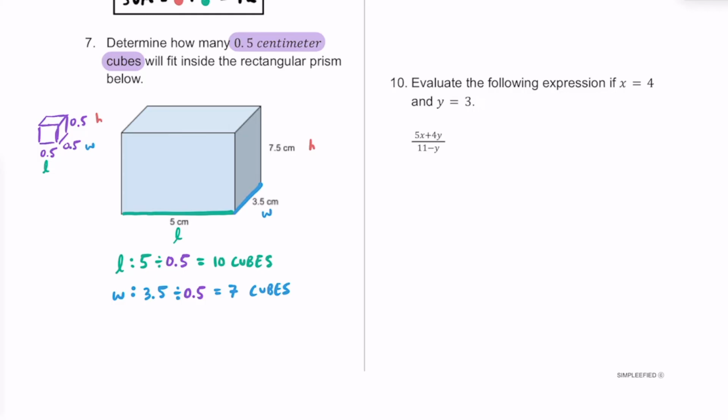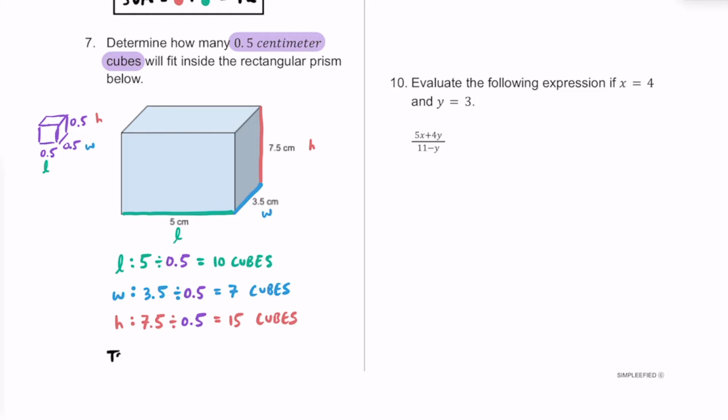All right, finally, moving on to the height. This is how tall this prism is. The height here is going to be 7.5 centimeters, and we want to see how many of these little 0.5 centimeter cubes can fit stacked on top of each other. So how many halves will fit inside a 7.5? I think it's going to be 15. Again, feel free to do the division, but I think we can fit 15 cubes stacked on top of each other.